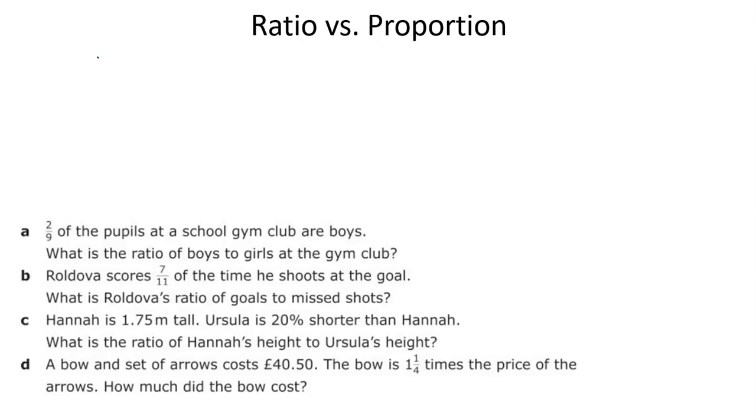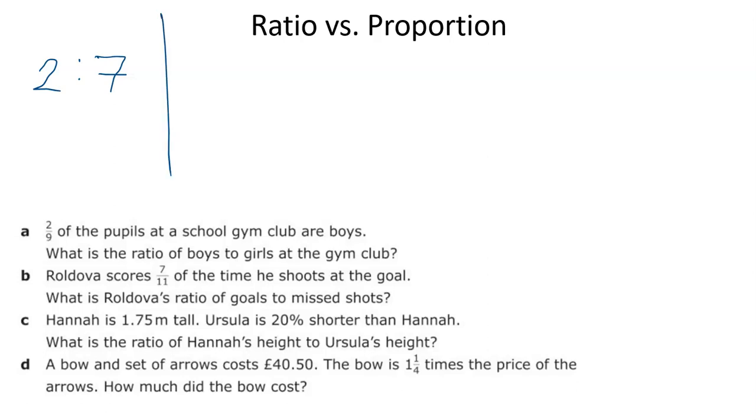So 2/9 of the pupils in a school gym club are boys. What is the ratio of boys to girls at the gym club? Well, the 2 at the top is how many boys there are. So that's easy, but remember the 9 is the total, so it's not 2 to 9, it's 2 to 7. Yes, because there'll be 7/9 of girls, so it's 2 to 7, and the total needs to be 9.